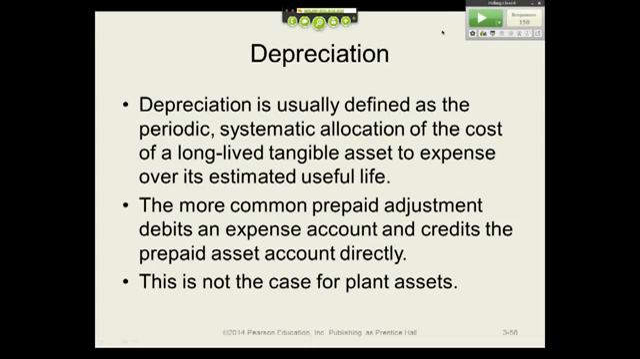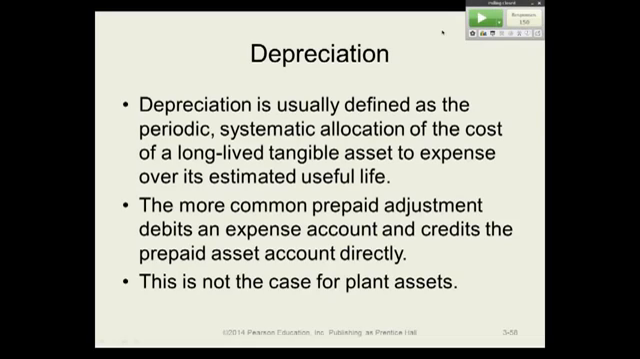It's called a contra asset account. And that account is used to reduce the asset. So if we look at the ledger accounts, plant assets or asset accounts, what should their balance be? Normal balance of an asset is a debit balance.